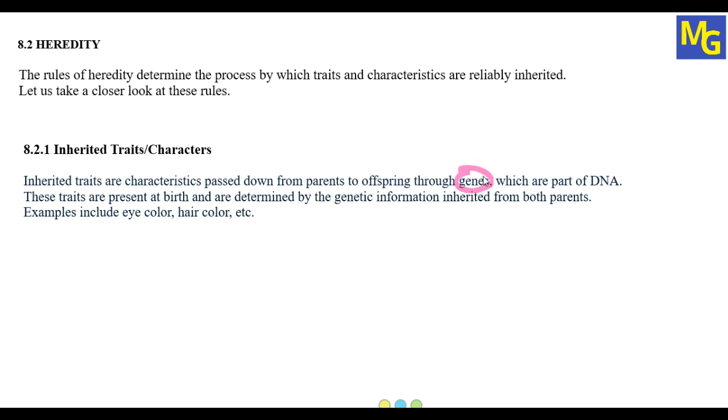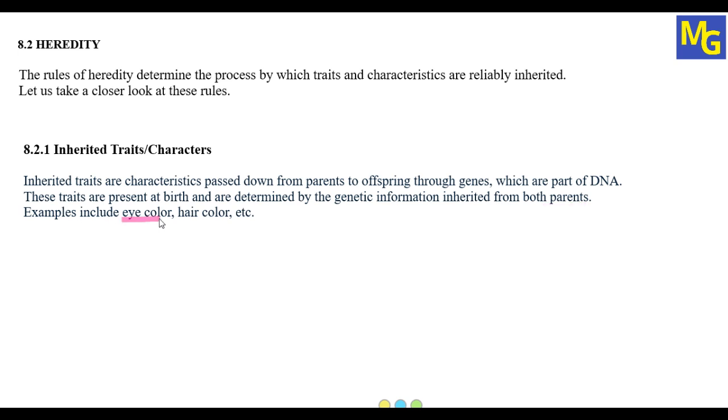What are genes? Genes are part of DNA. These traits are present at birth and are determined by the genetic information inherited from both parents. So these traits will be present at the time of birth itself. By birth, the individual gets these traits from its parents with the help of genetic information inherited from both maternal and paternal parents.